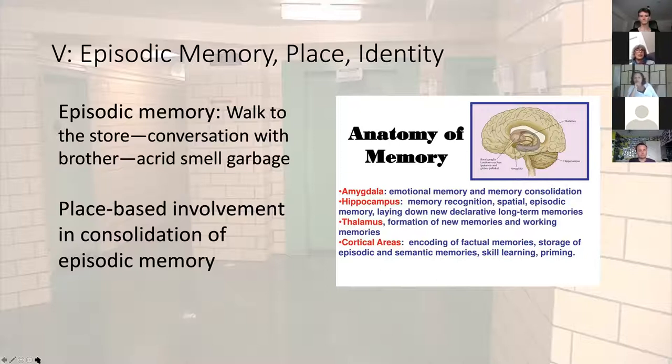I gave the example of, let's say you had an unpleasant conversation with your brother. But in fact, your body had tightened up and recoiled because you walked past smelly garbage that was really acrid. That set you on edge, and then it comes out in a social setting that has nothing to do with where you were physically, and that becomes a memory. So there's a place-based involvement in the consolidation of our most profound, what are called episodic memories, which suggests that the configuration of the built environment is profoundly involved in the way we construct our own sense of self and identity.